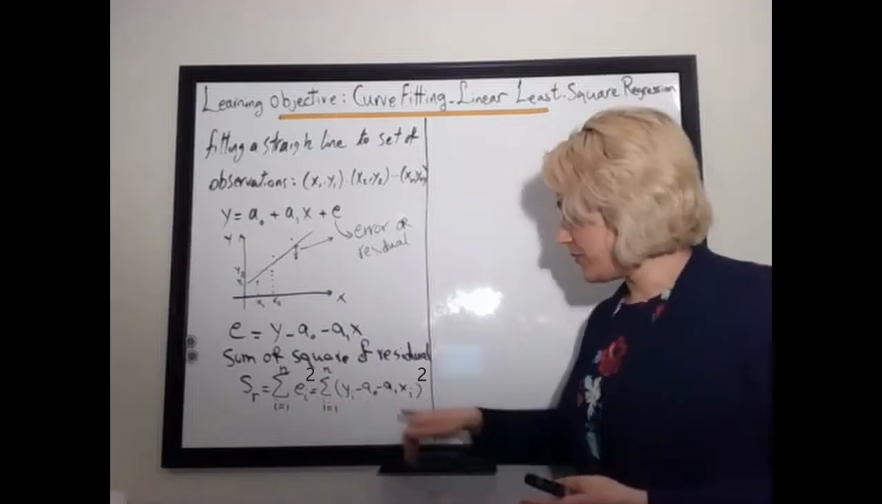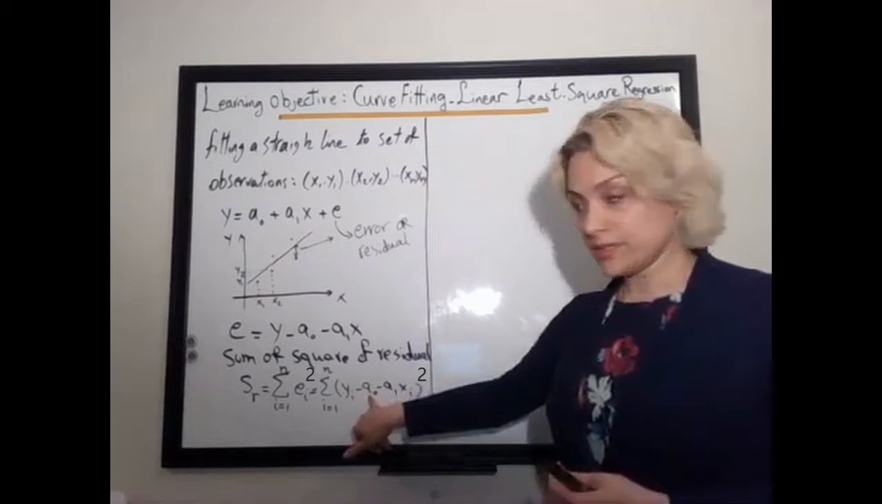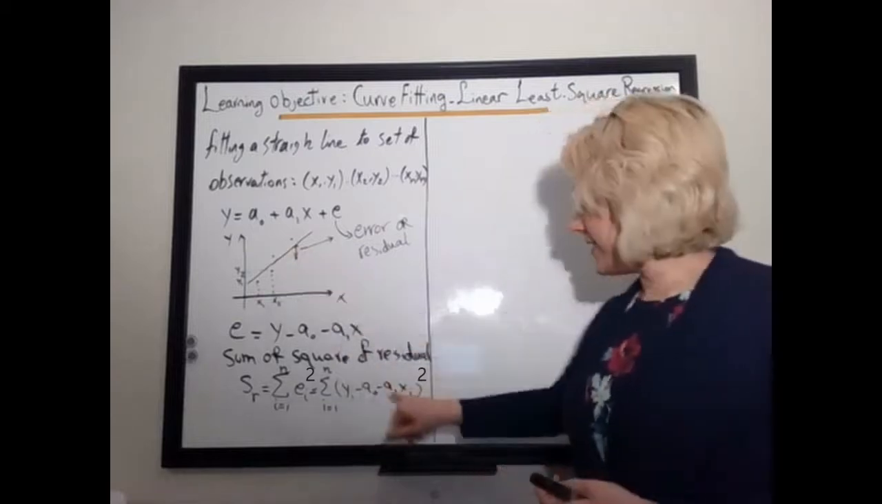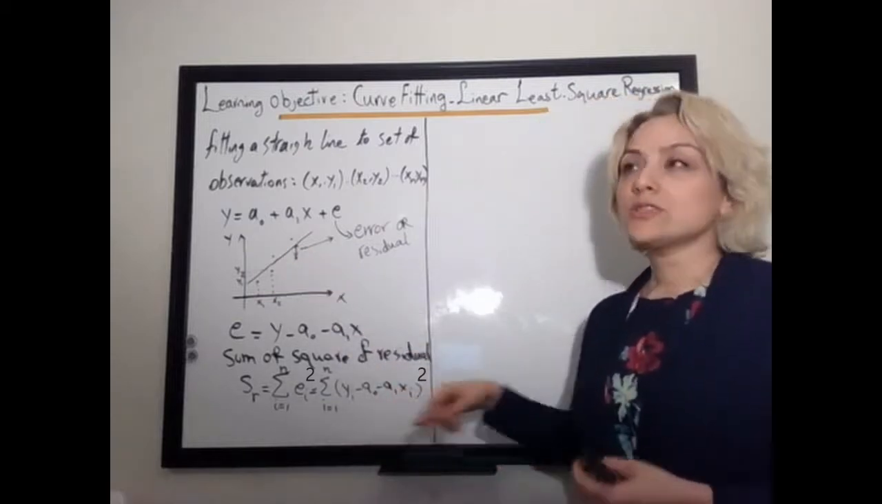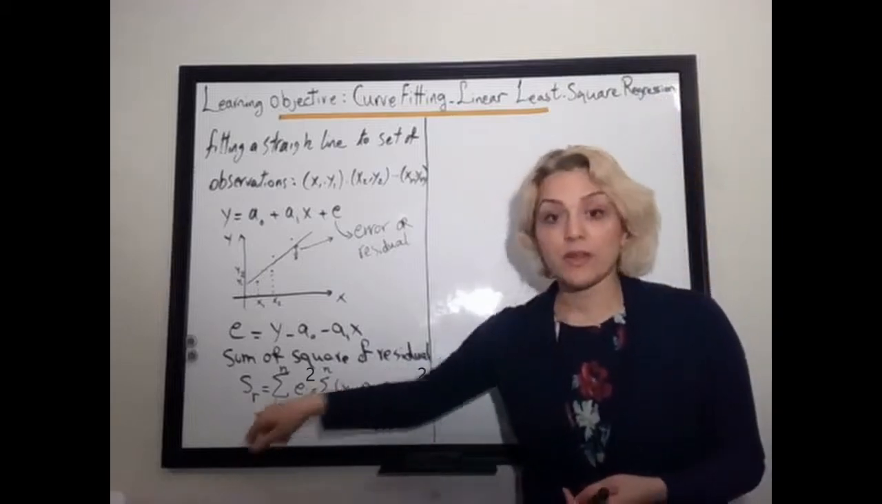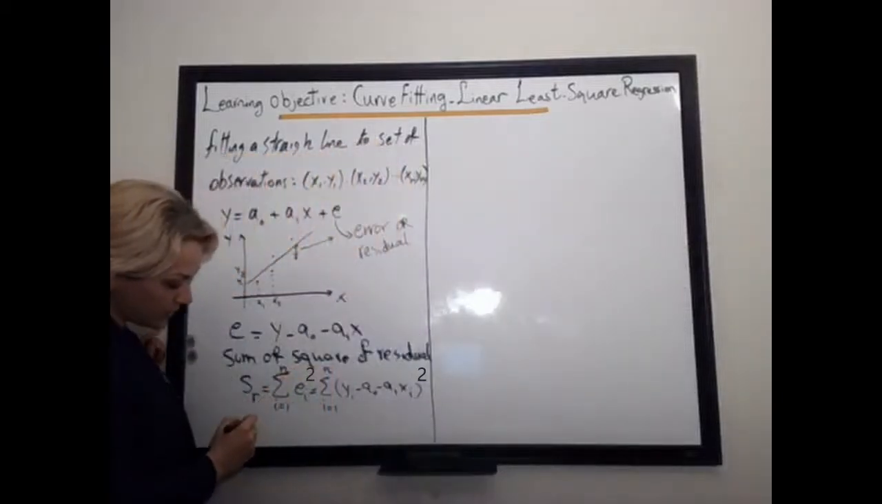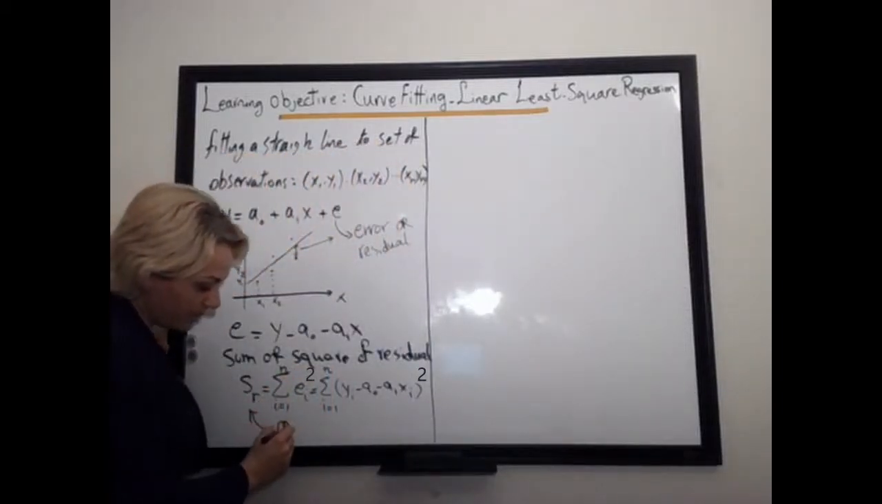Next step is that we want to find out this a0, which is the intercept of this equation, and then we want to find out a1. So now think about it. I want to find this sum of the square, and I want to minimize it.